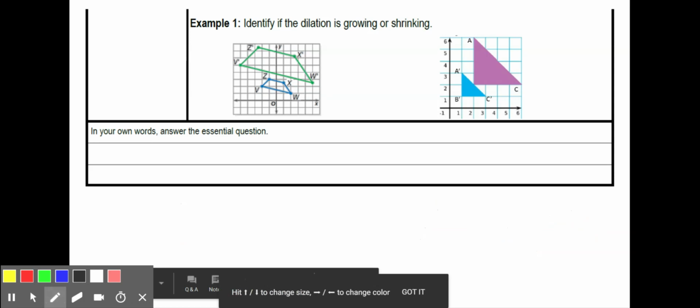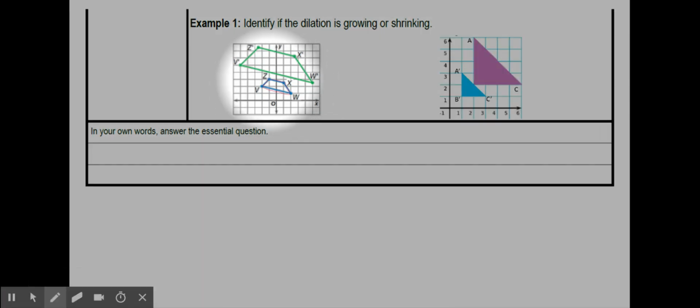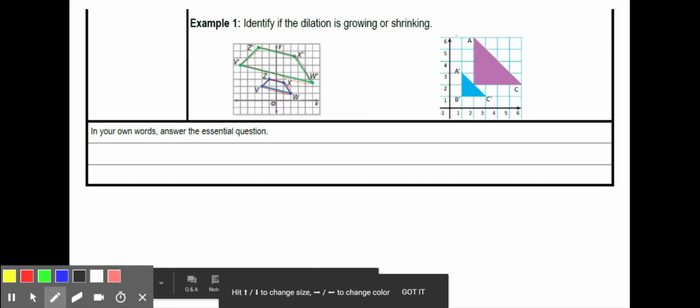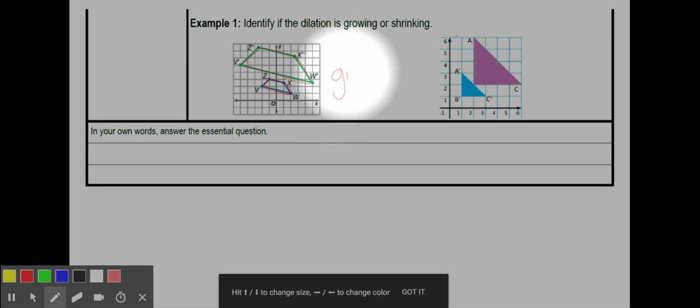Example 1, identify if the dilation is growing or shrinking. Well, the first thing we have to do is find our pre-image, and that's where we start. That's where just the letters are. So this four-sided figure that's small is our pre-image. And our image, which has the prime or x moved once, is the large image. So we're going small to large. So this is a growth. So we can write grow.